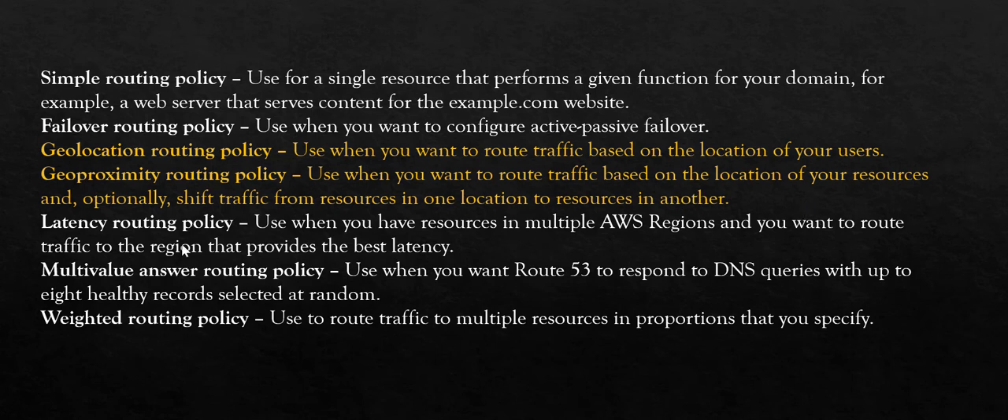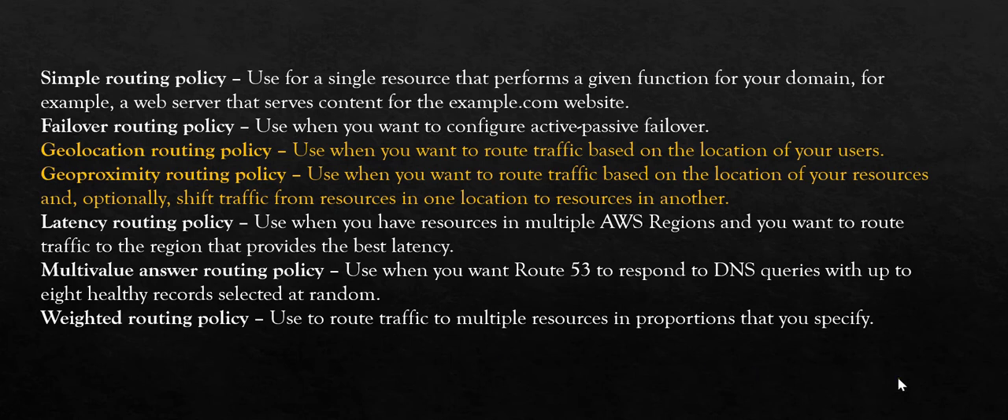And there are three other policies. Latency routing policy. Based on the latency, suppose you have EC2 instances in India, America, and London, and you are a user in India, then it will route you to the servers in India, because that will give you the best latency. So that's how it works. Then we have multi-value answer routing policy. This is a different thing which is totally based on DNS. And then we have a weighted routing policy.